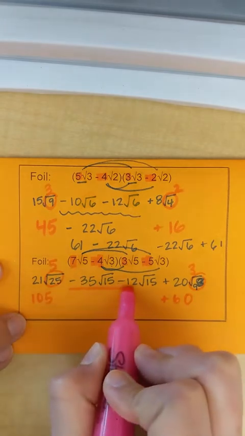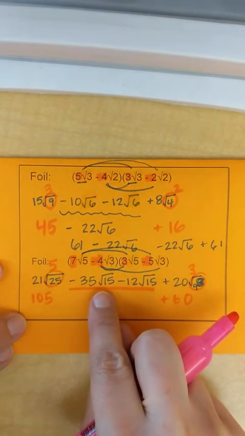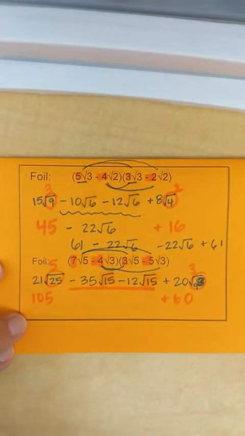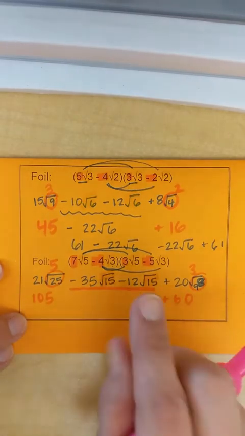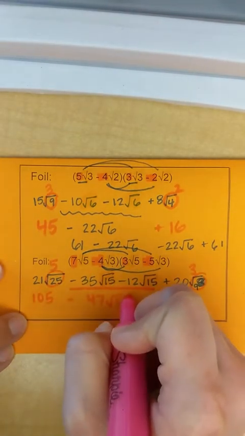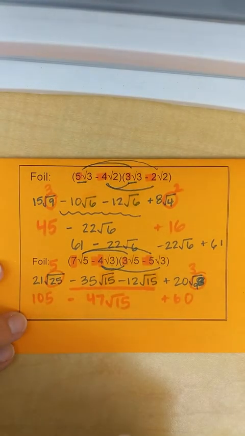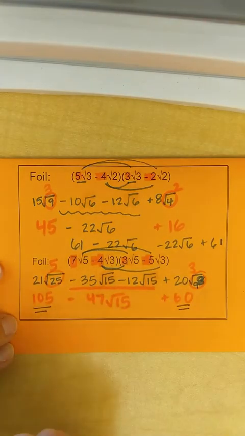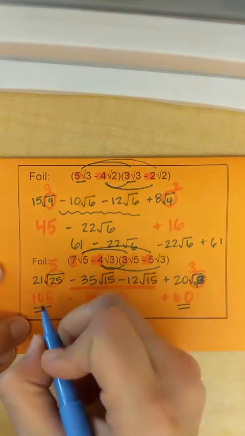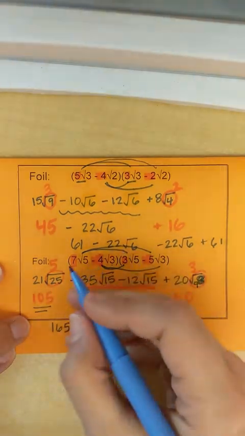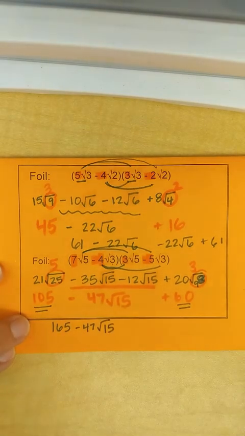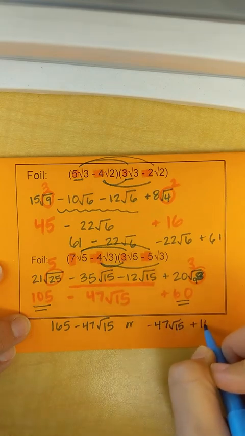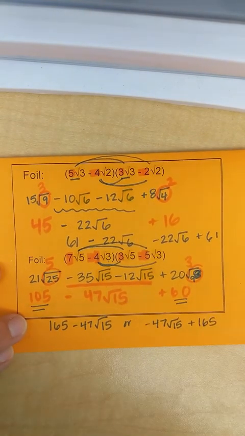And then these middle ones, I can just combine. Negative 35 root 15 minus 12 root 15. Again, because these radicals are the same, when I add and subtract, I can combine those. So negative 35 minus 12 is negative 47 root 15. Now I'm one more step away from having my final answer. Looking at what I have, like terms here and here. They're just whole numbers. So if I take 105 plus 60, I get 165. And then I can just bring this along and include it in my final answer. So it's 165 minus 47 root 15, or negative 47 root 15 plus 165. Either way you have it is going to be correct.